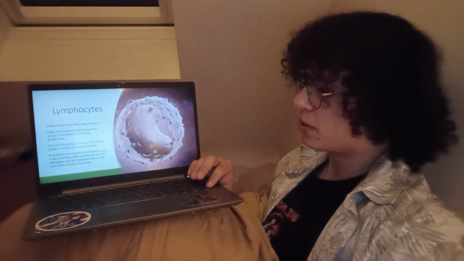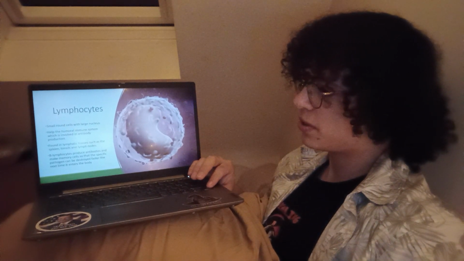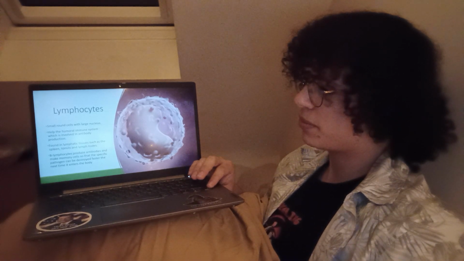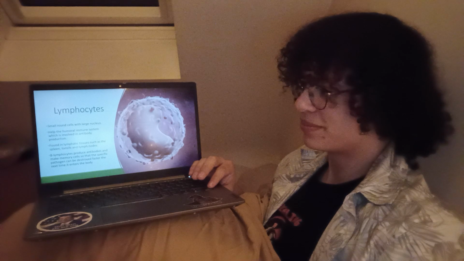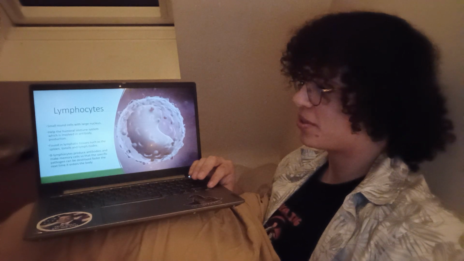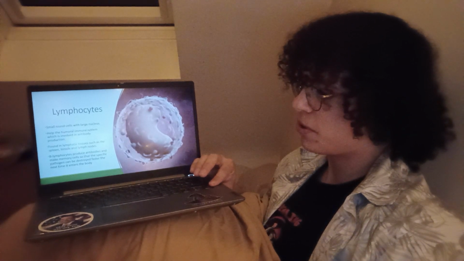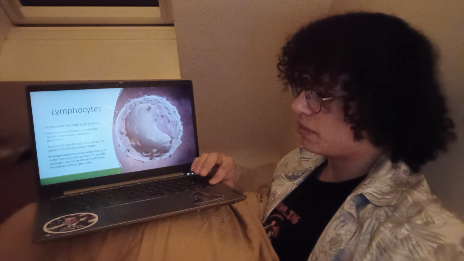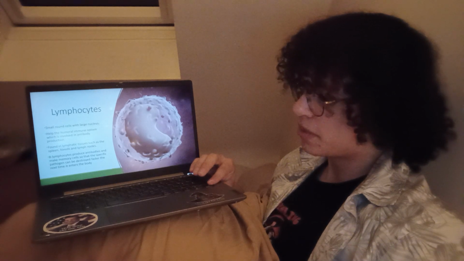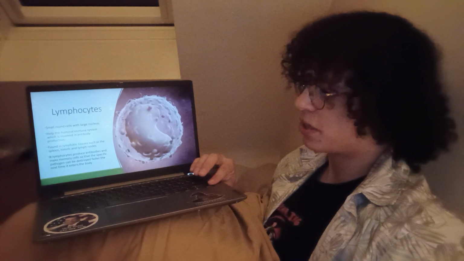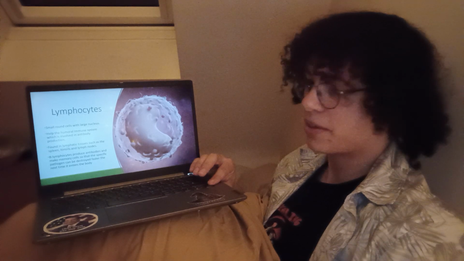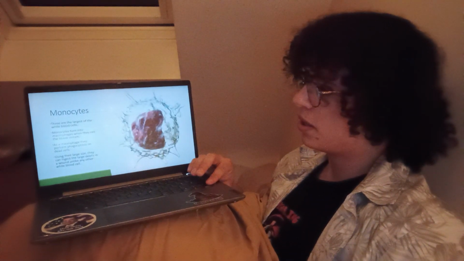Lymphocytes, these are small round cells with a large nucleus. They have the humoral immune system, which is involved in antibody production. It's found in the lymphatic tissues such as spleen, tonsils, and lymph nodes. Lymphocytes B produce antibodies and make memory cells so that the specific pathogen can be destroyed faster the next time it enters the body once it's identified.